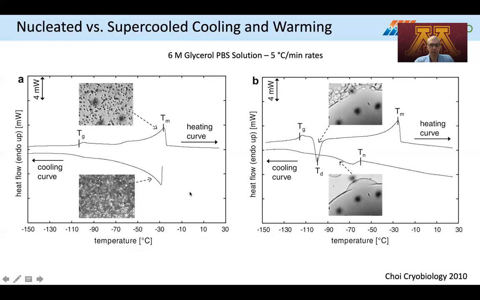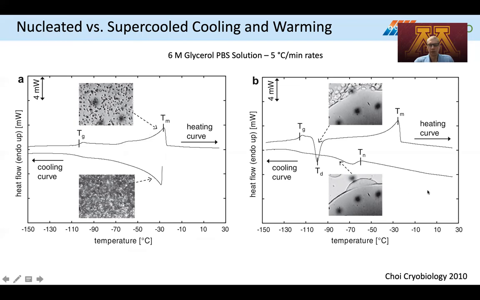So it looks a little bit like this. If you have a pre-nucleated 6 molar PBS solution, you can crystallize out much of your solution, and you have a little bit of glass transition there. You're coming back, you have a glass transition, and then you have a melt.